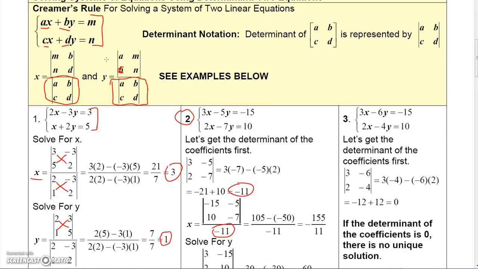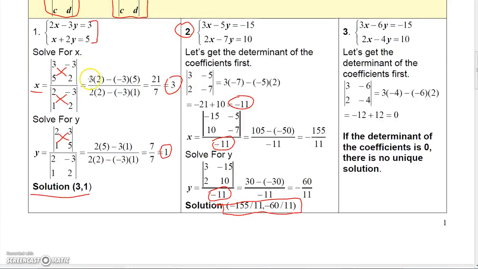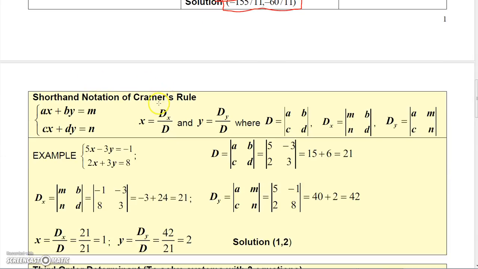So if you'll notice up here, I said x equals this fraction and y equals this fraction. Well, here x is the same thing. Dx was what I had on the numerator for x, and D was what I had on the denominator for x.